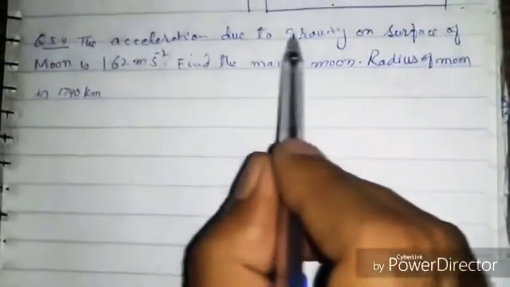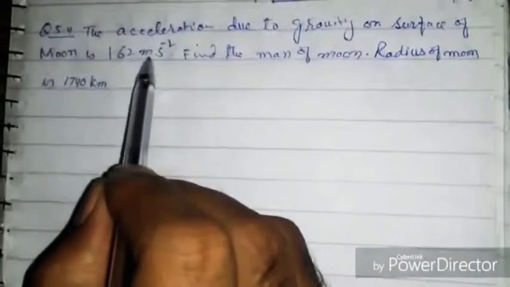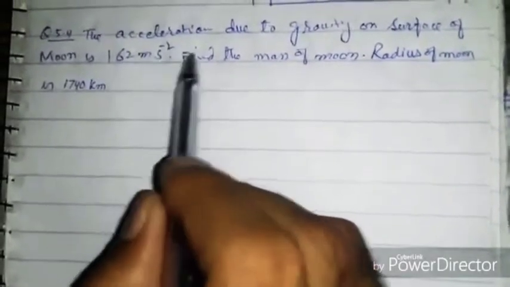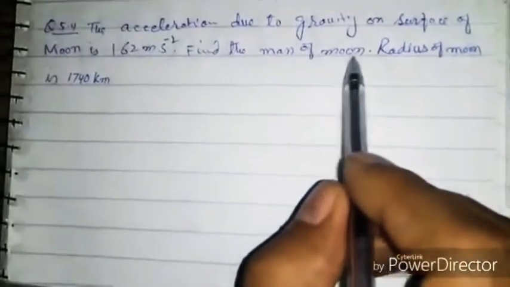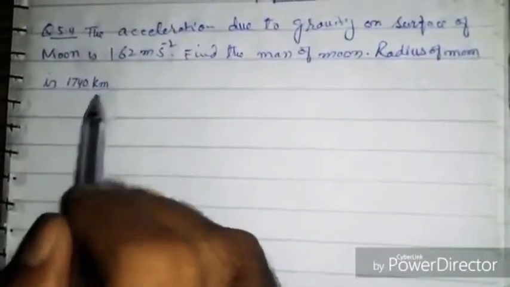Today we are going to solve question number 5.4. The acceleration due to gravity on surface of moon is 1.62 meter per second square. Find the mass of the moon. Radius of moon is 1740 kilometer. Let's solve this.